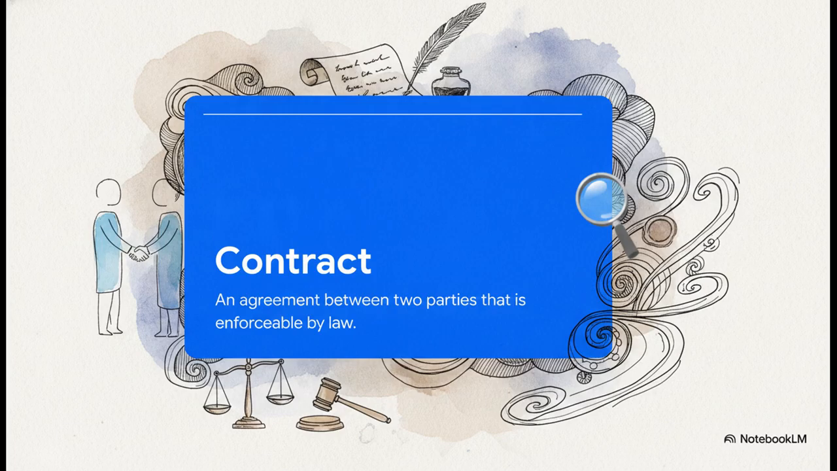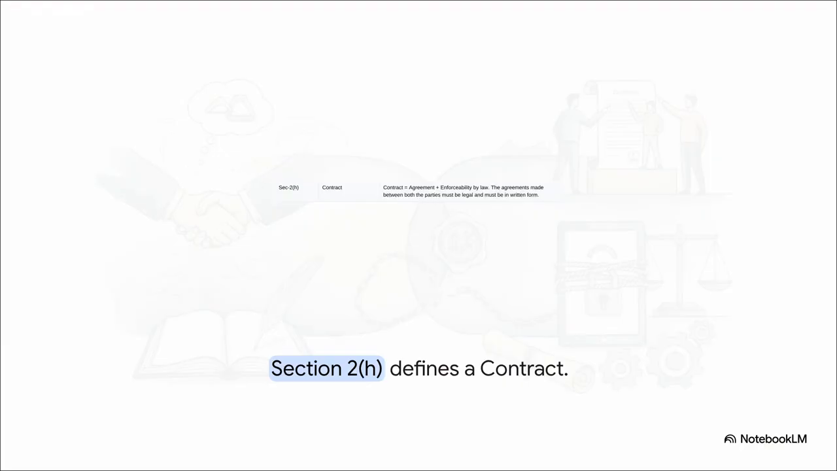And this brilliantly illustrates how the law literally spells this whole thing out as a math equation. Section 2H of the Indian Contract Act says exactly this. Contract equals agreement plus enforceability by law. It explicitly adds the detail that whatever agreements are made between the parties, they must be legal and they must be in written form. Honestly, it doesn't get much clearer than that straightforward formula. The law is giving us the exact blueprint right there.